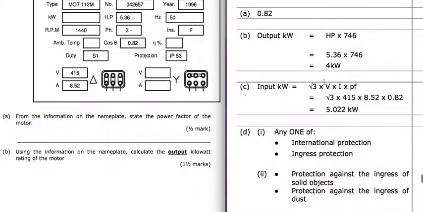And if we look at those, that looks about right. 5 kilowatts in electrical power, 4 kilowatts out mechanical power.